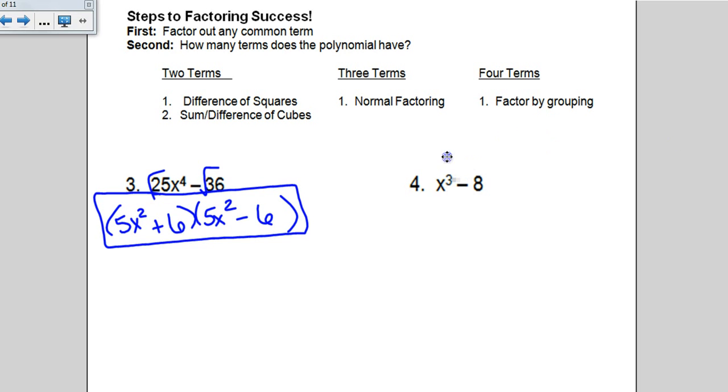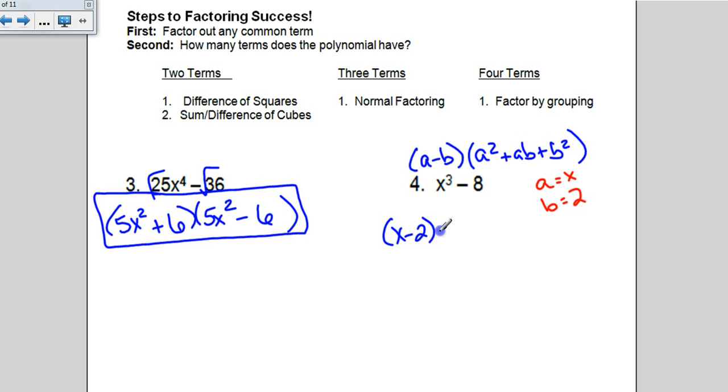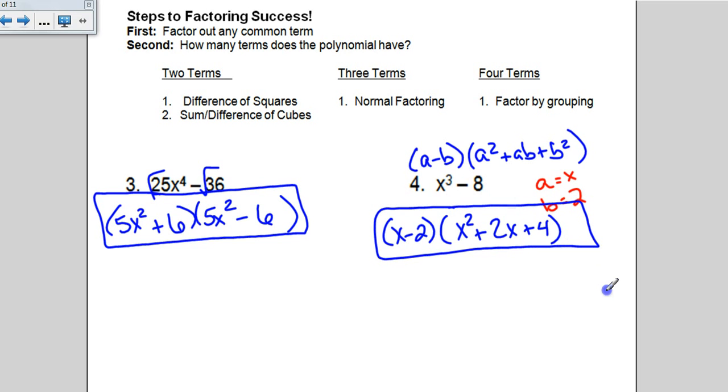Alright, this is the difference of cubes pattern. Remember, the difference of cubes was a minus b times a squared plus ab plus b squared. So my a value is just x, and my b value is the cube root of this, which is 2. Don't worry about the negative, he's already in the formula. So using my pattern, I have x minus 2, and then x squared plus 2x plus 4. And again, with the cubic pattern, once you put it into the pattern, you are done.